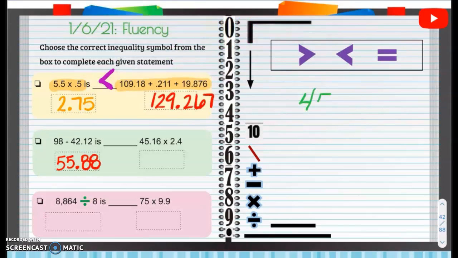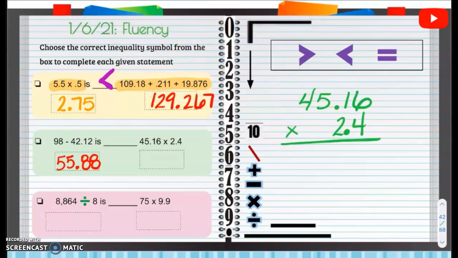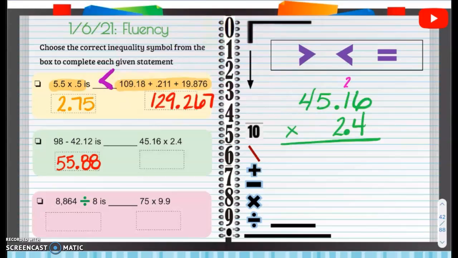All right, so now let's take a look at the next one. 45 and 16 hundredths times 2 and 4 tenths. Remember, you don't need to line up that decimal. We'll put it in later. All right, let's do pink. 4 times 6 is going to be 24. Carry that 2, drop that 4. 4 times 1 is 4, plus 2 is 6. 4 times 5 is 20. Carry that 2, drop that 0. 4 times 4 is 16, plus 2 is 18.